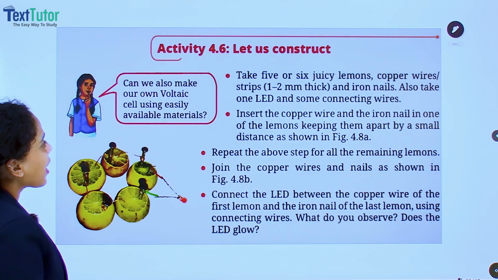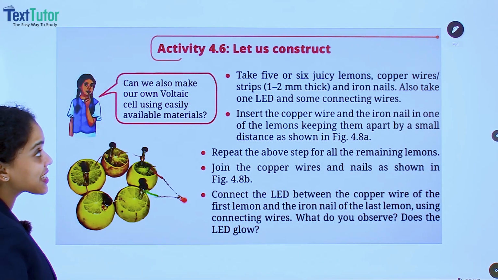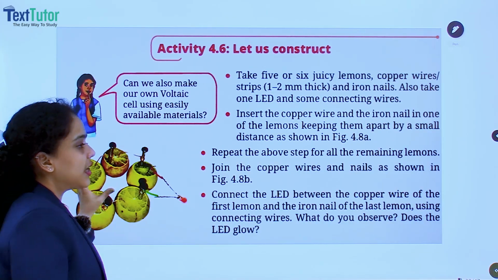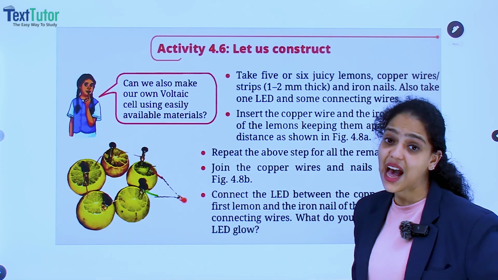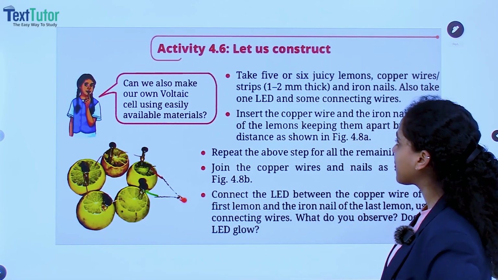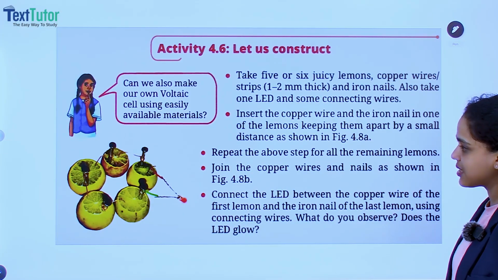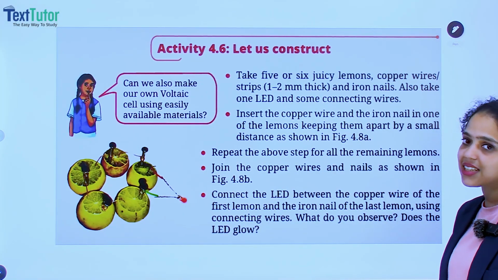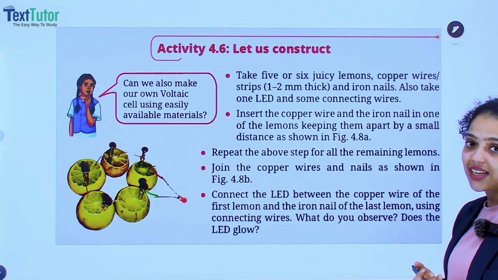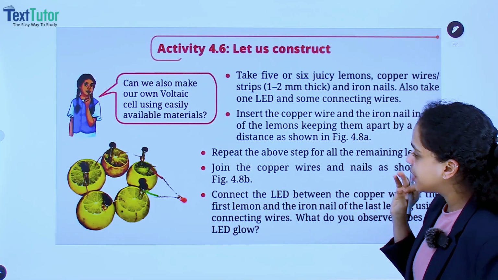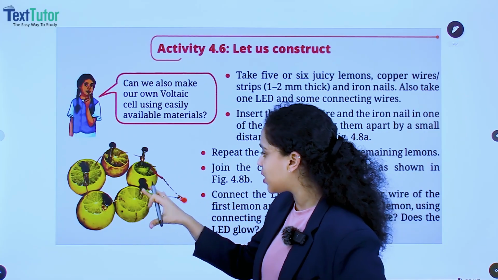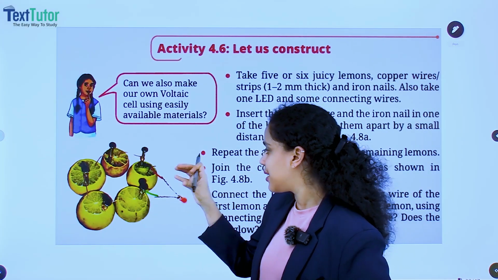Okay, so activity 4.6, let us construct. Can we also make our own voltaic cell by using easily available material? She is asking whether we can make a voltaic cell with the available material around us. Let's look. Take 5 or 6 juicy lemons. You can construct the voltaic cell by using these materials. So in order to construct this voltaic cell, we need 4 to 5 juicy lemons.